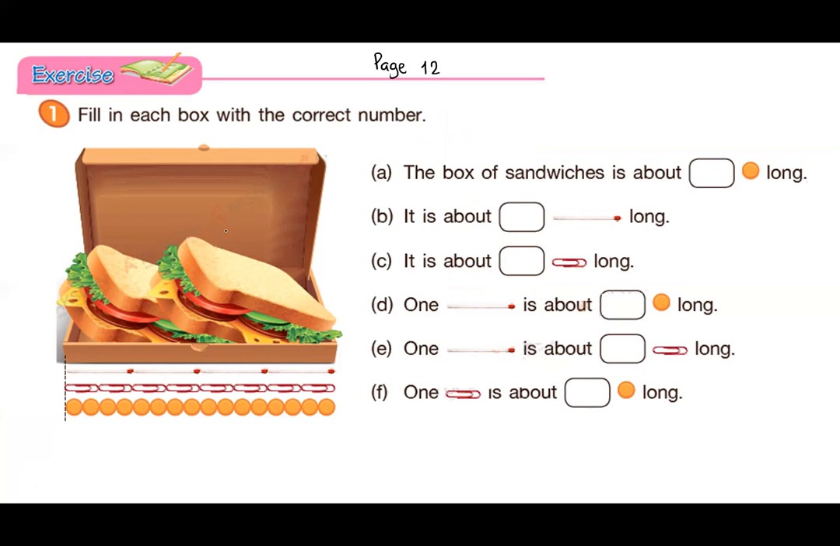So we are having the box of sandwiches, and we need to see what is its length. And here we are using different tools. Here we are having like match boxes. Here we are having paper clips. And here we have got some circles here. So let's see. A, the box of sandwiches is about how many of these?